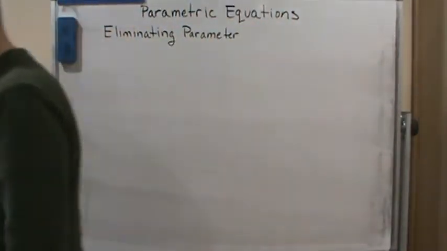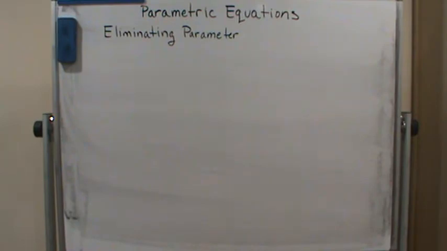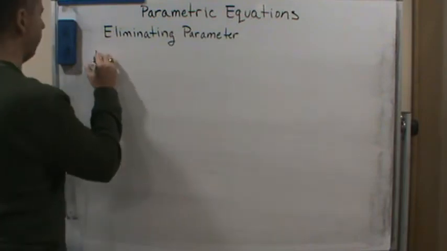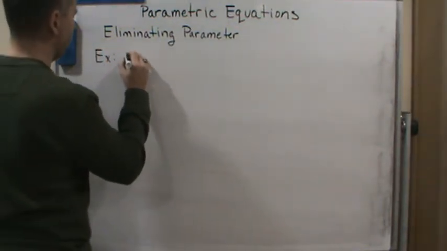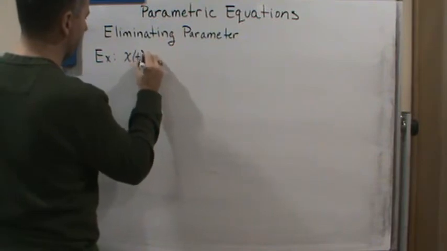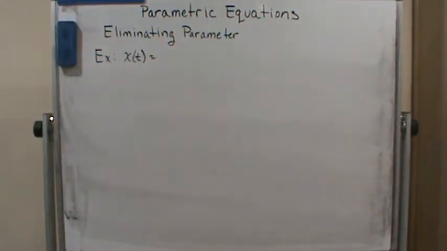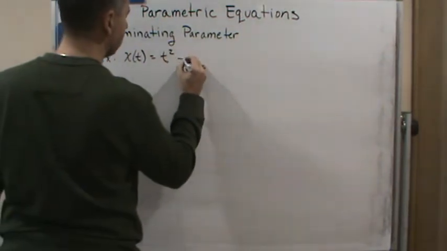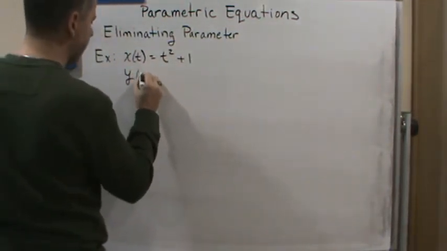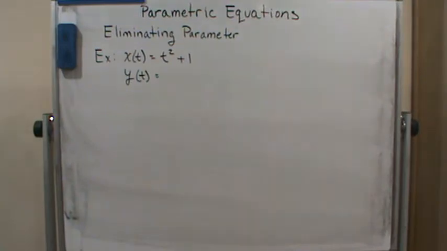So we're going to start with polynomials. Let's say we have an example. We have x of t equal to t squared plus 1, and y of t equal to 2 plus t.